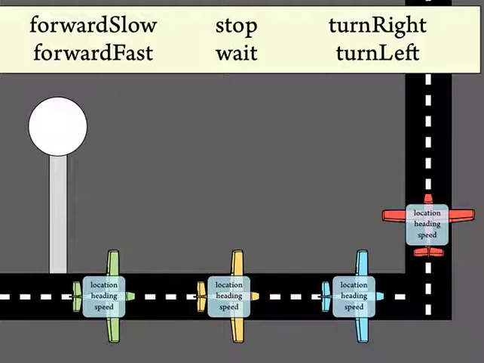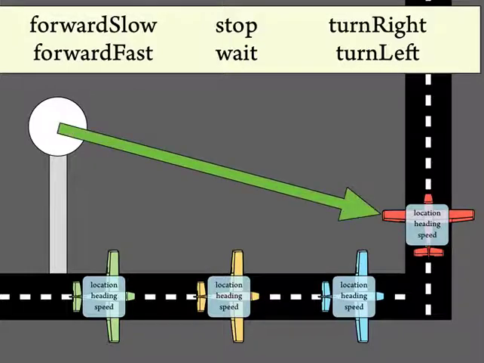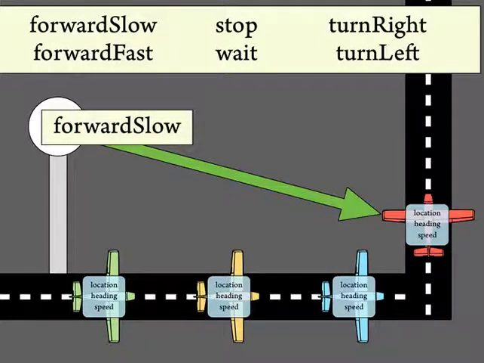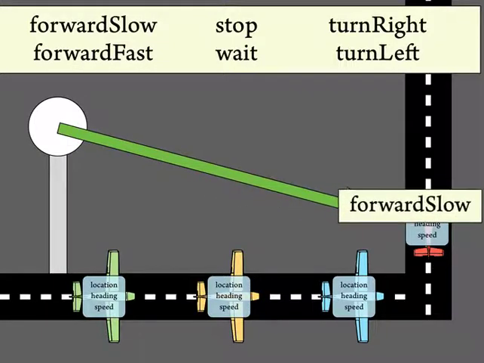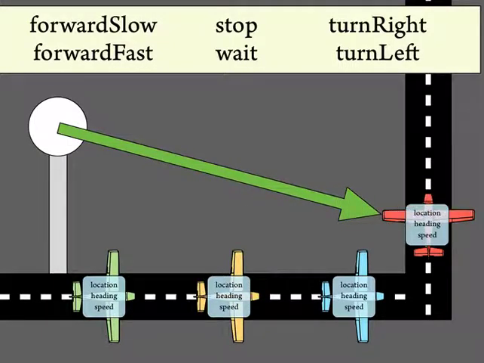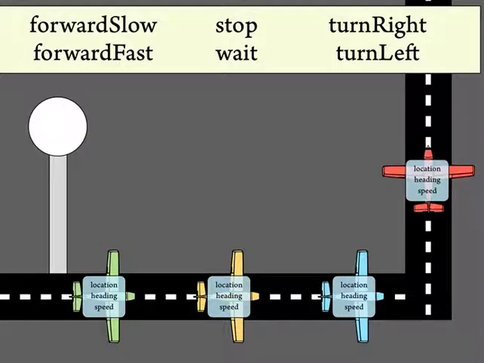Let's take a look at a typical message. So the air traffic controller first identifies which plane it's talking to. So first it says, "Hey, red plane, I have a message for you." The message is go forward slow. So it sends that message to the plane. The pilot hears it, he understands the message, and in response, he goes slowly forward.